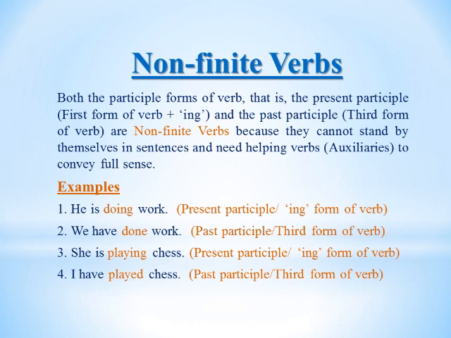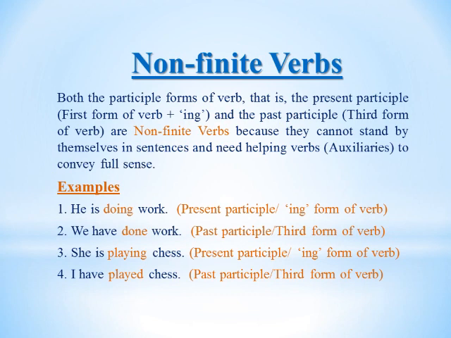Let's take some example sentences. Number 1. He is doing work. Here, doing is the present participle or ing form of verb that cannot stand by itself without the help of the auxiliary is. Number 2. We have done work. Done is the past participle or third form of verb and cannot convey full sense without the auxiliary have.